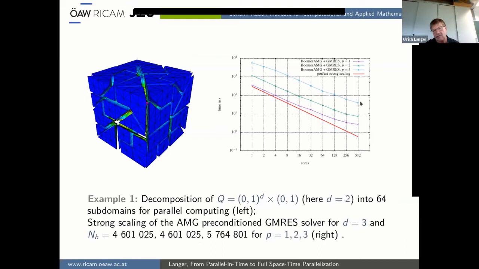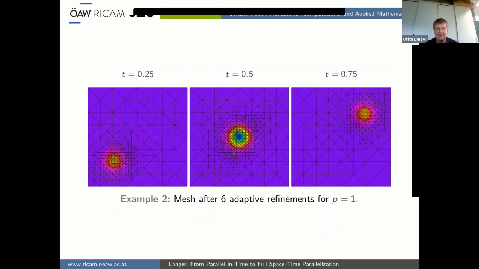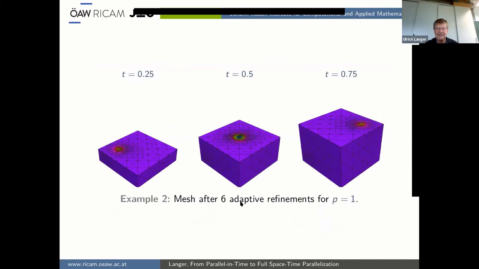The second is the moving peak example. This has some practical background as I will show you. So you have a moving peak in 2D, looks like this. Or in 3D, now I cut with the time, looks like this. So the function is given. This is a 2D computation, p equal to 1. So you see that the meshes are adapted to this. This is the space-time cylinder.